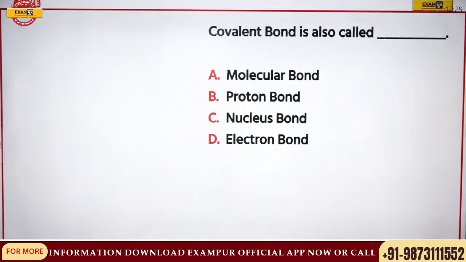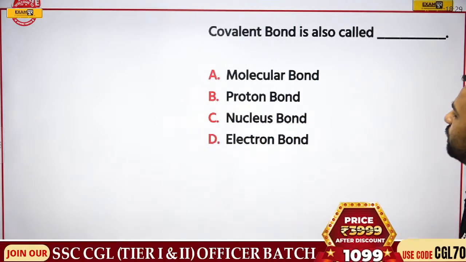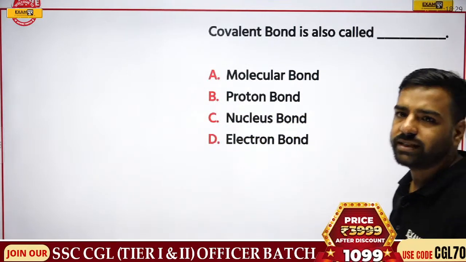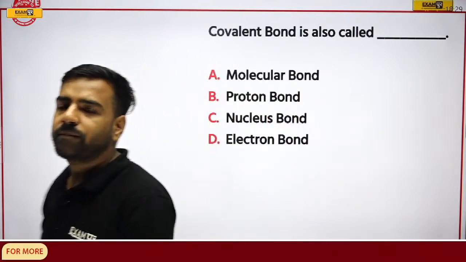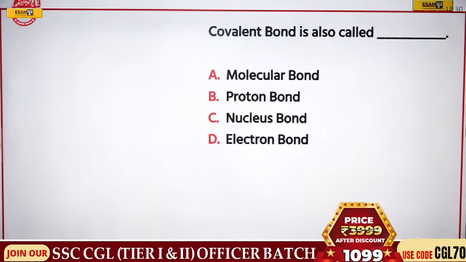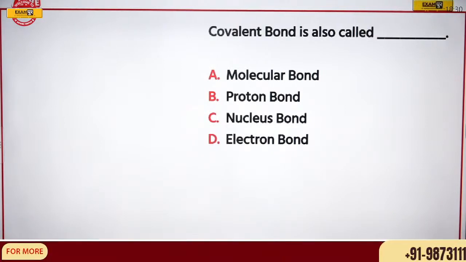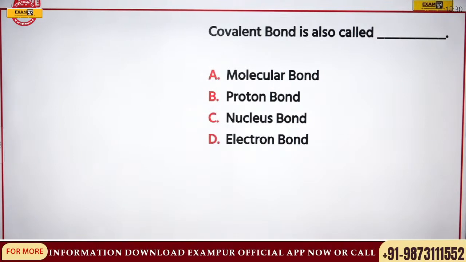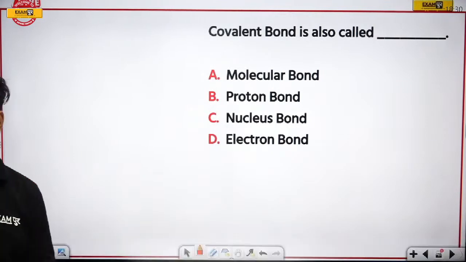Covalent bond is also called what? So we have molecular bond, proton bond, nucleus bond, electron bond. What is the correct answer over here? Covalent bond is also known as what? Answer please.